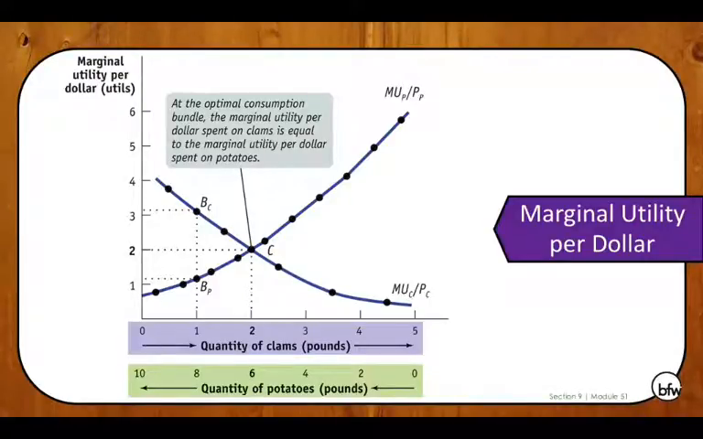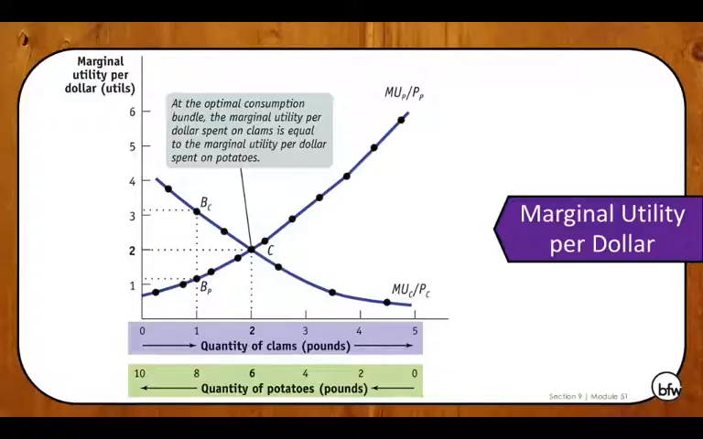When it comes to Sammy and his consumption of clams and potatoes, if we graph the curve for the marginal utility of potatoes divided by the price of potatoes going in one direction, and the marginal utility of clams divided by the price of clams going in the opposite direction, what you will see is that when he is consuming different quantities of clams and potatoes, he needs to increase his consumption of one and decrease his consumption of the other until they are equal. And notice there is only one point where these two curves cross.